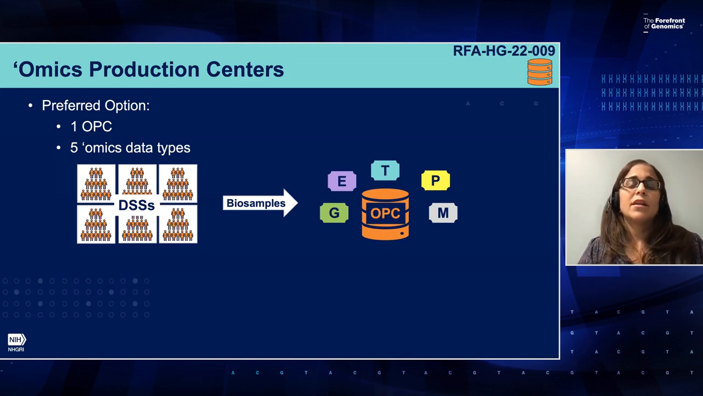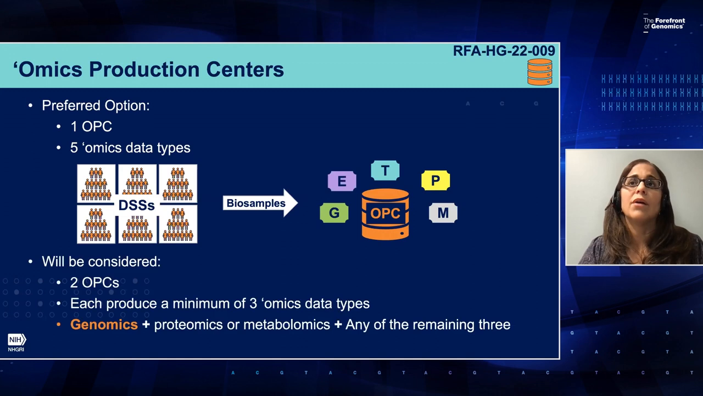Now, we do recognize that it may be challenging to assemble a team with the capability and expertise to produce all data types. And so for this reason, we are allowing applicants to propose fewer than 5 omics data types with some caveats. A minimum of 3 omic data types must be proposed. Of those, 1 must be genomics and 1 must be non-nucleic acid based, for example, proteomics or metabolomics. In such scenarios, we would consider then funding 2 OPCs and hopefully achieve the goal of producing all the data types that we're hoping for in this RFA.